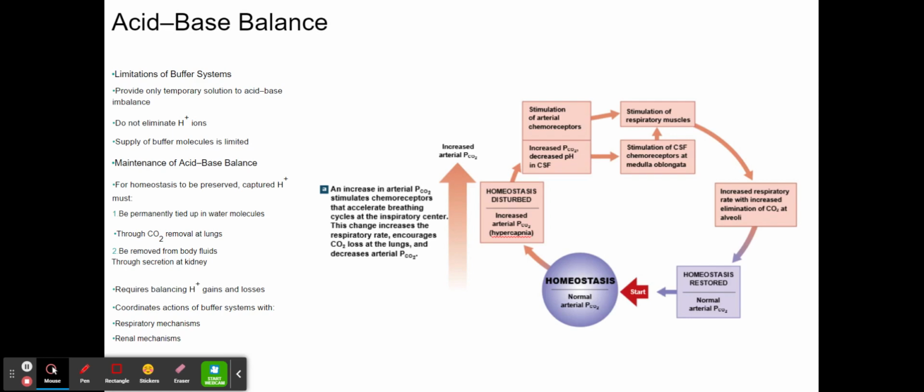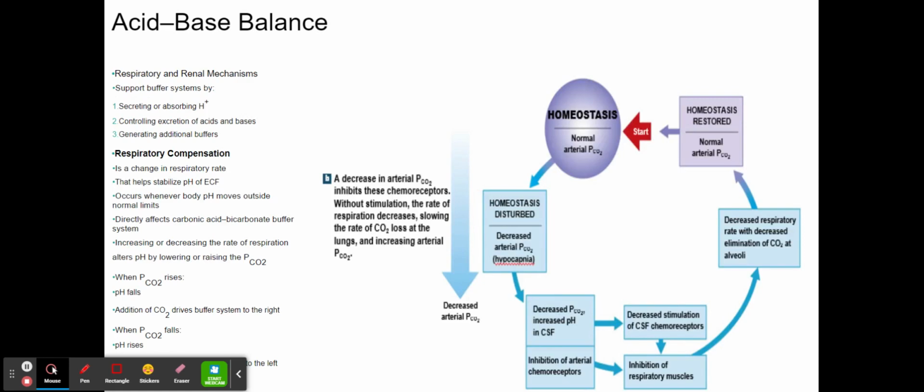The situation can be resolved only by removing hydrogen from the ECF, thereby freeing up the buffer molecules, or by replacing the buffer molecules. Similarly, if a buffer provides a hydrogen ion to maintain normal pH, homeostatic conditions will return only when either another hydrogen ion has been obtained or the buffer system has been replaced. The maintenance of acid-base balance thus includes balancing hydrogen gains and losses. This balancing act involves coordinating the actions of buffer systems with the respiratory mechanisms and renal mechanisms.